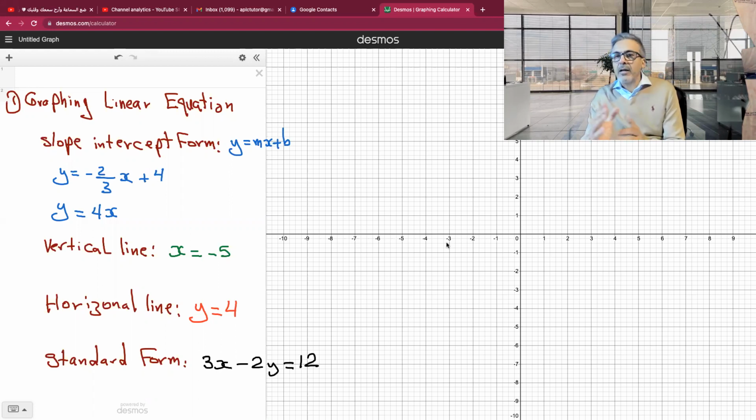And then the last thing, we're going to graph equations from standard form. And that is 3x minus 2y equals 12.